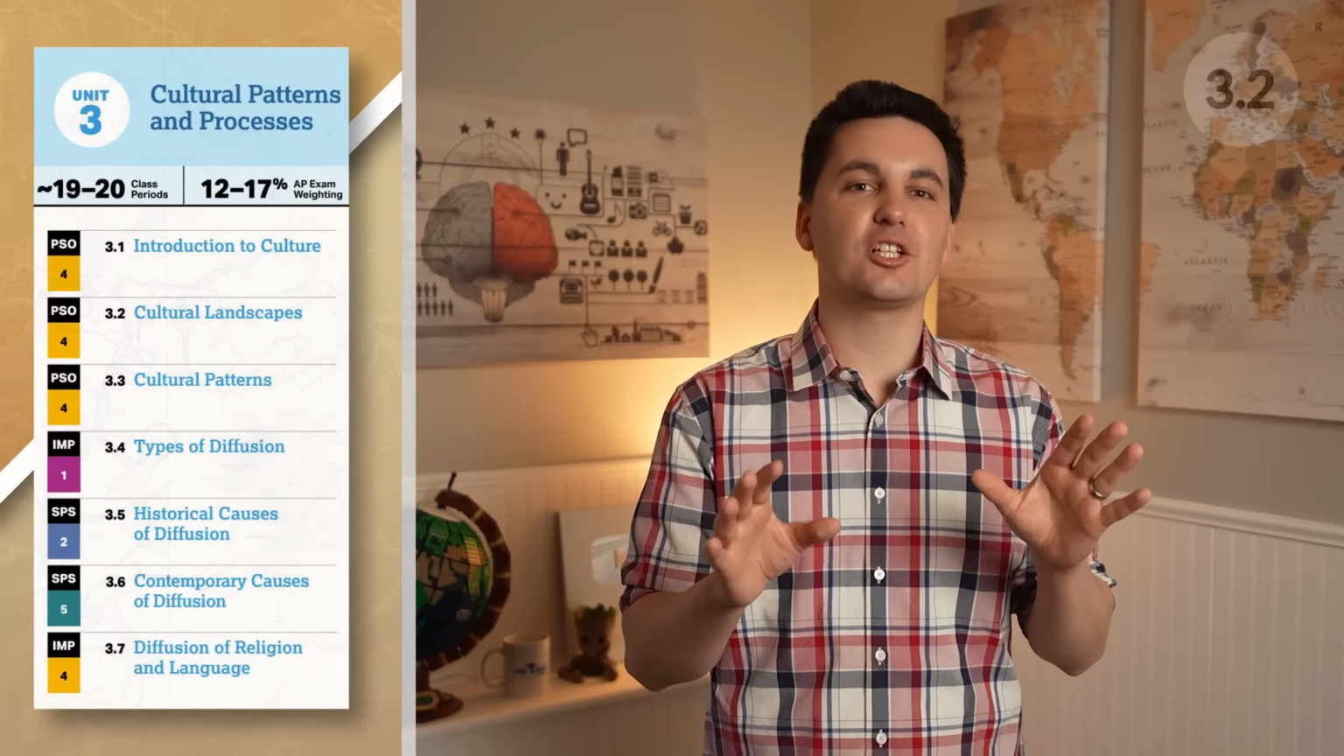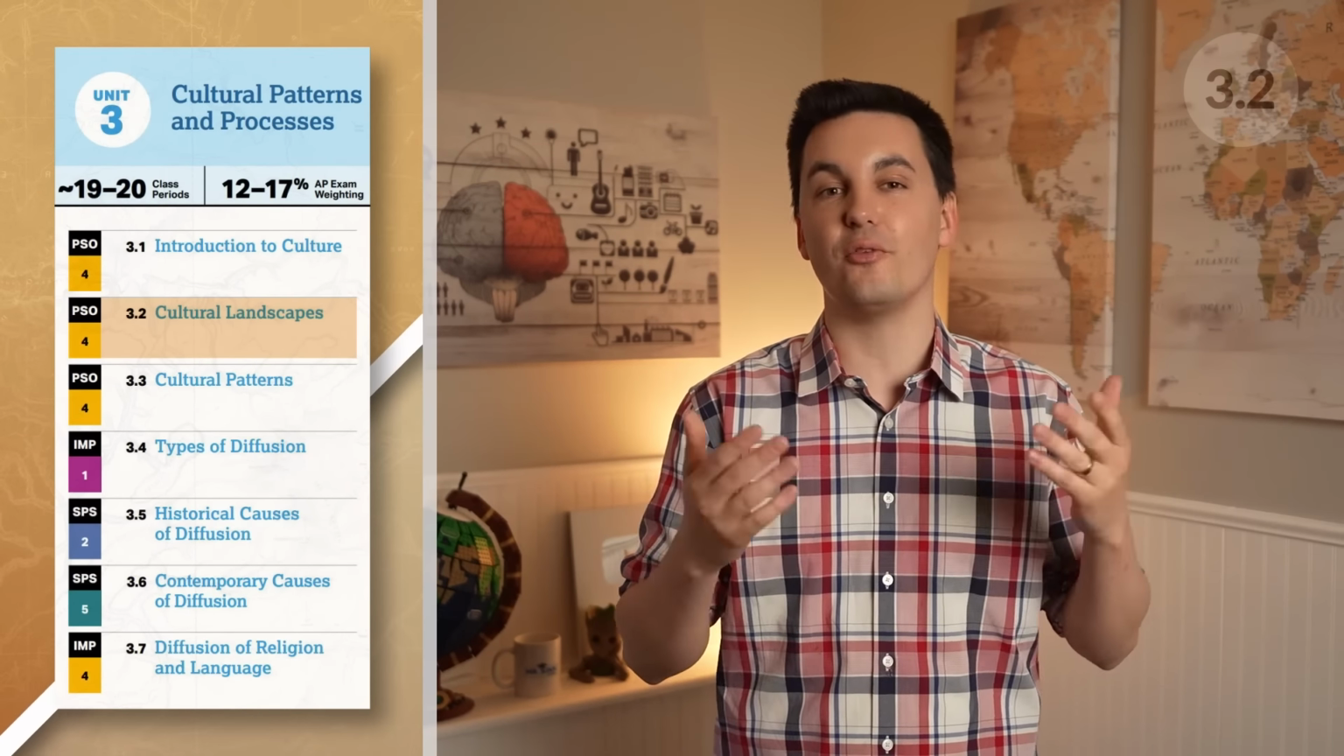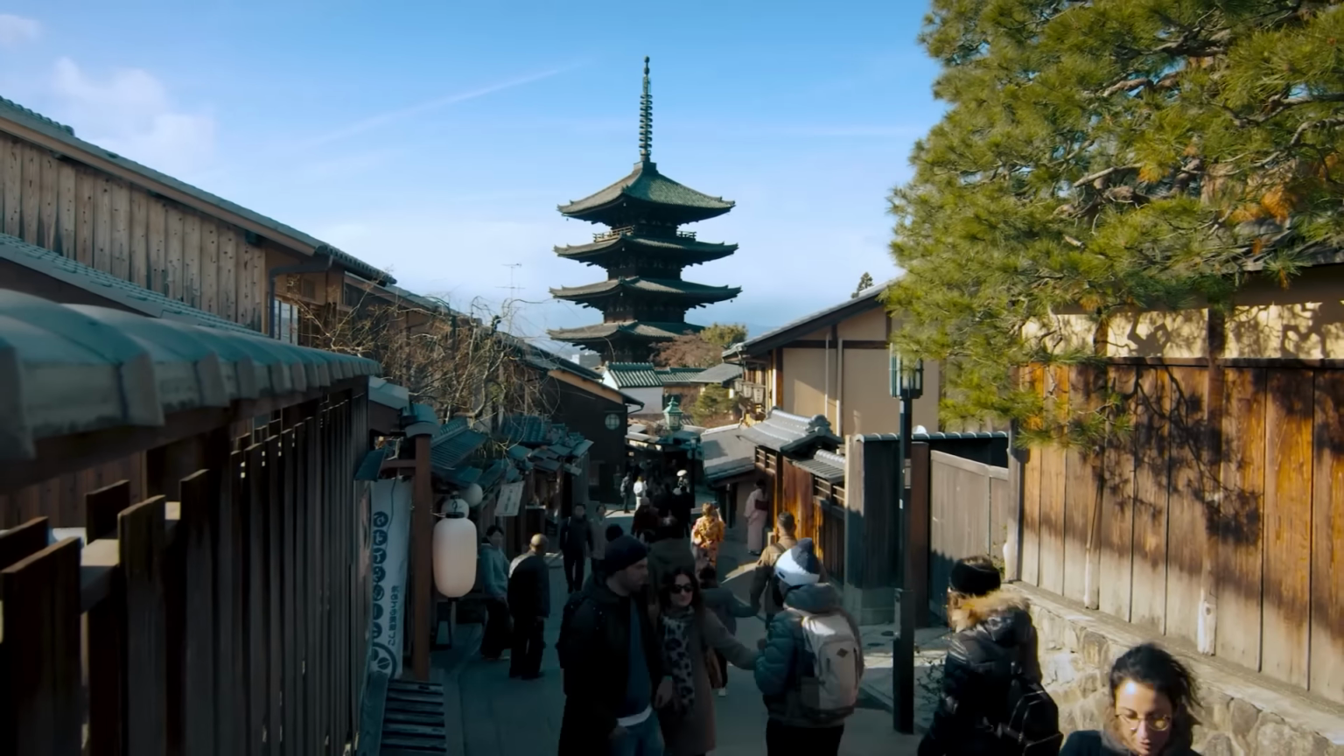Okay, so now that we have talked about different cultures, let's explore different ways in which we can see cultures reflected in society. When looking at how culture is represented in society, we are going to look at the cultural landscape.